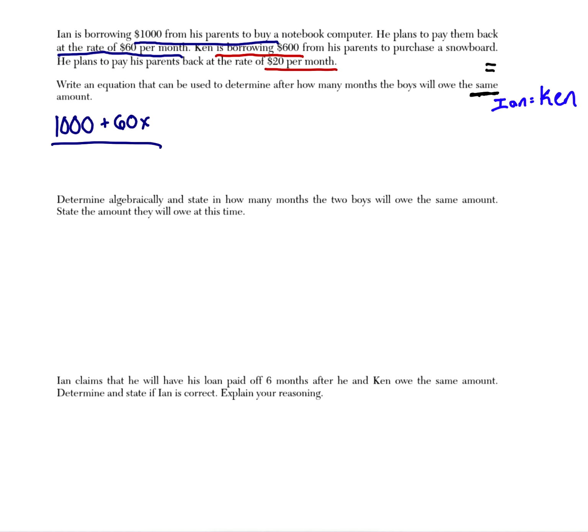So that's not what we're trying to do. We're paying off the amount. So it's not going to be 1,000 plus 60x. It's going to be 1,000 minus 60x, because we're subtracting 60 every single month from how much we owe. And that's going to be equal to, because it should be the same as Ken's situation, which, Ken's situation, he's borrowing only $600, and he's paying off at a rate of $20 per month. So that's going to be our equation. We set Ian equal to Ken. The big thing is we're subtracting there, because we're paying off the $1,000. We're getting a smaller number each time when we pay it off.